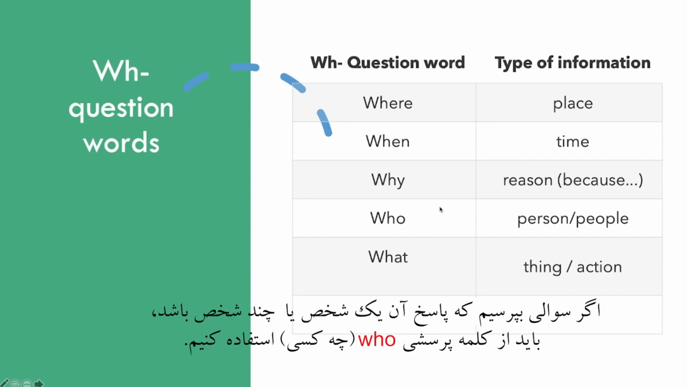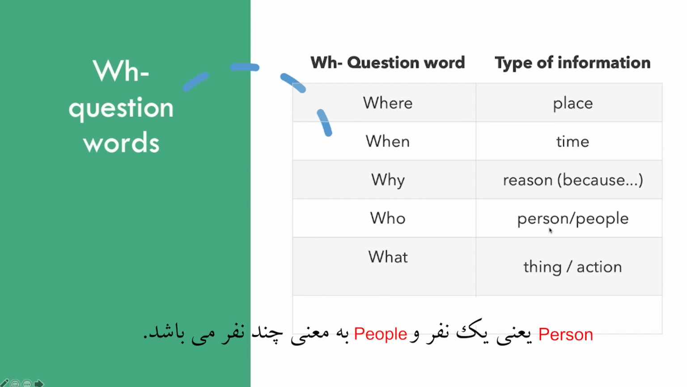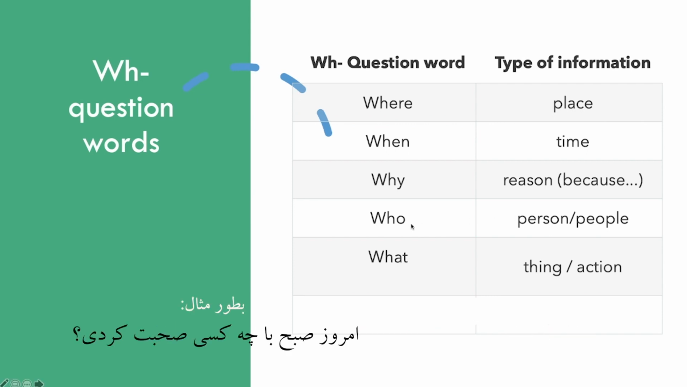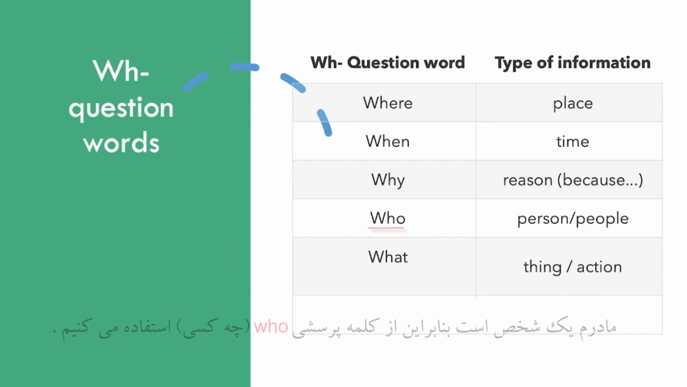If we are asking a question and the answer is a person or people, we use who. Person means one person. People means many people. For example, who did you talk to this morning? Answer, I talked to my mother. My mother is a person, so we use who for the question.